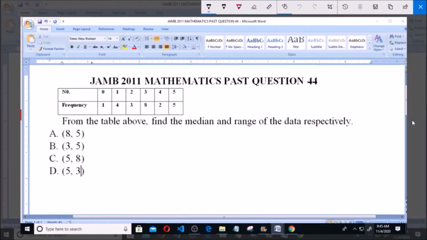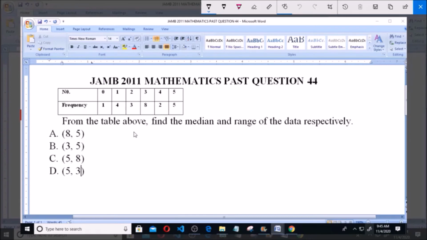Hello, good day and welcome. I'll be answering JAMB 2011 Mathematics Past Question 44. From the table above, find the median and range of the data respectively. Now looking at this table above, this is the class mark and this is the frequency.